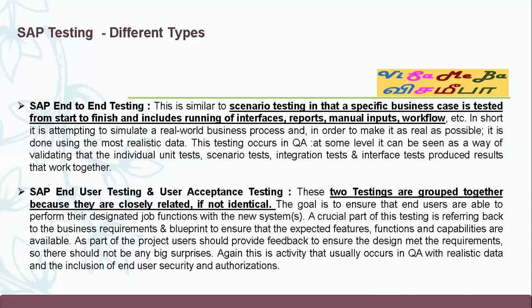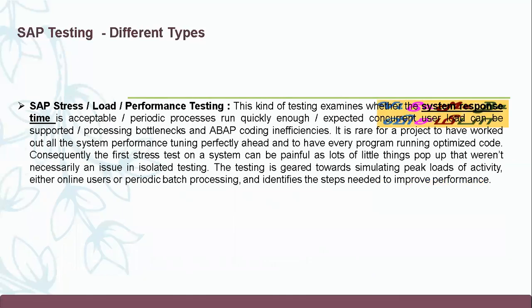SAP end user or acceptance testing. Two testings are grouped together because they are closely related, though not identical. The user who actually raised the configuration change request tests whether the configuration changes meet their requirements. And this is known as end user or user acceptance testing.